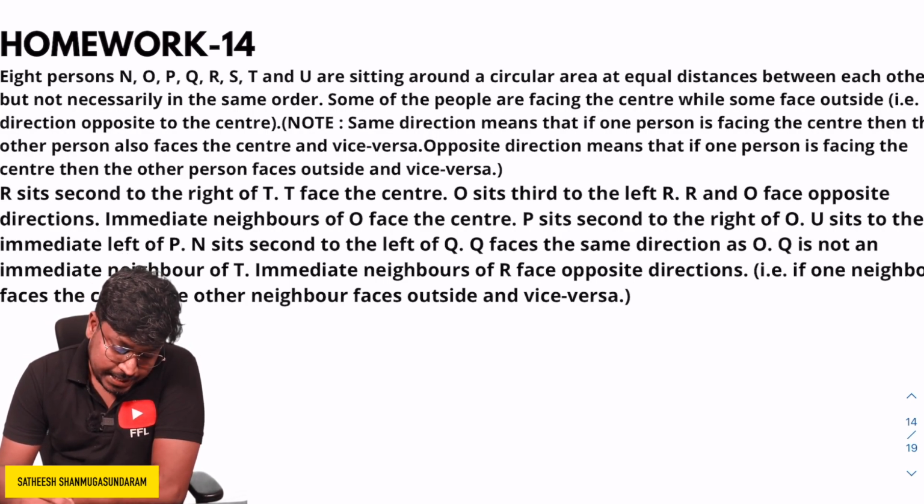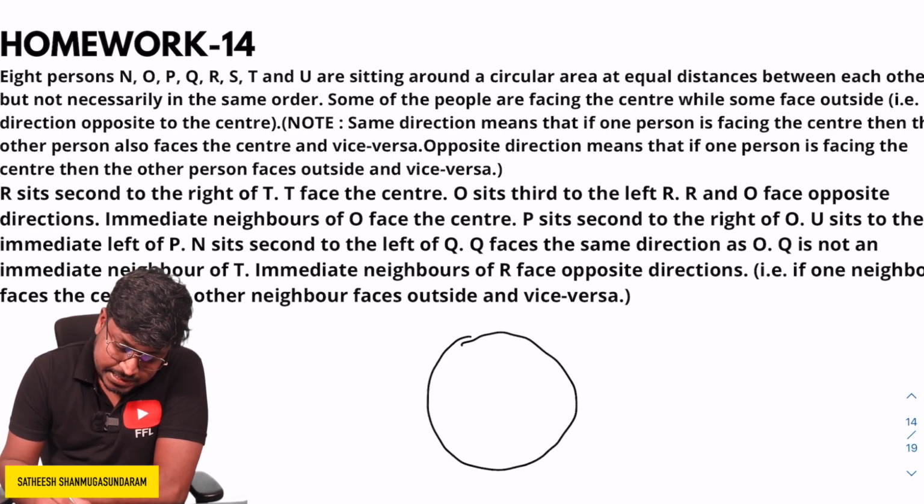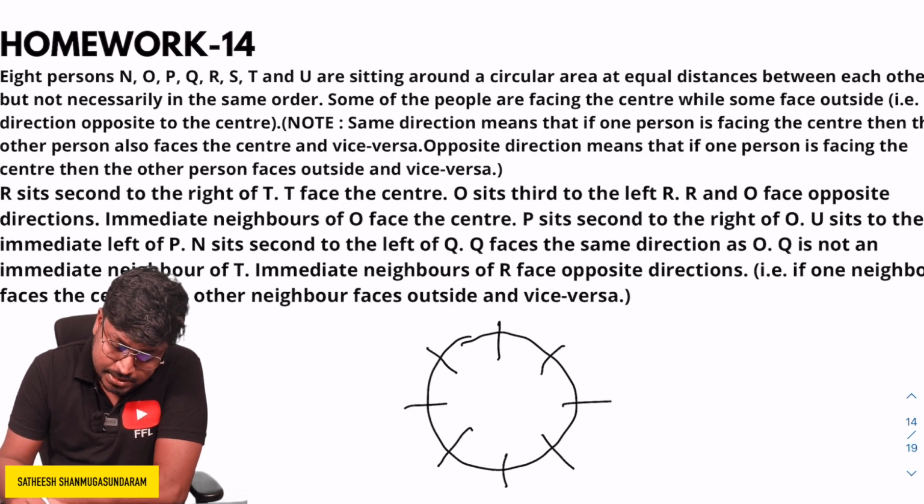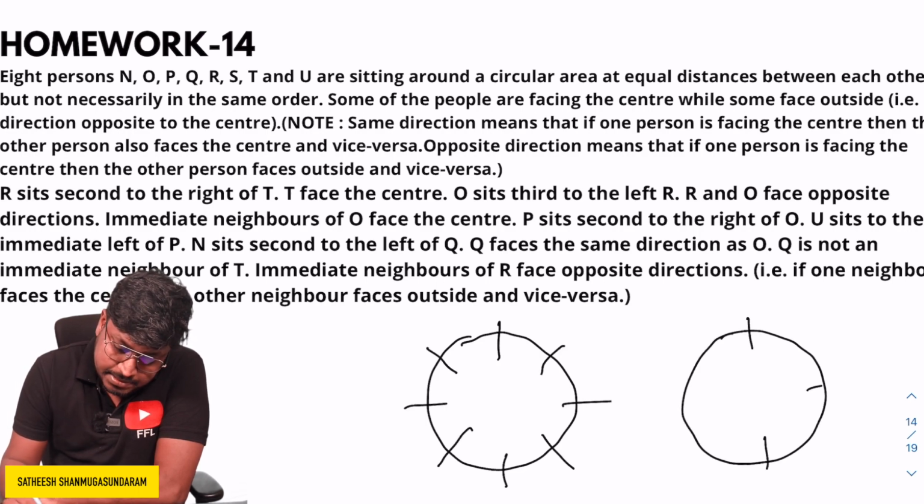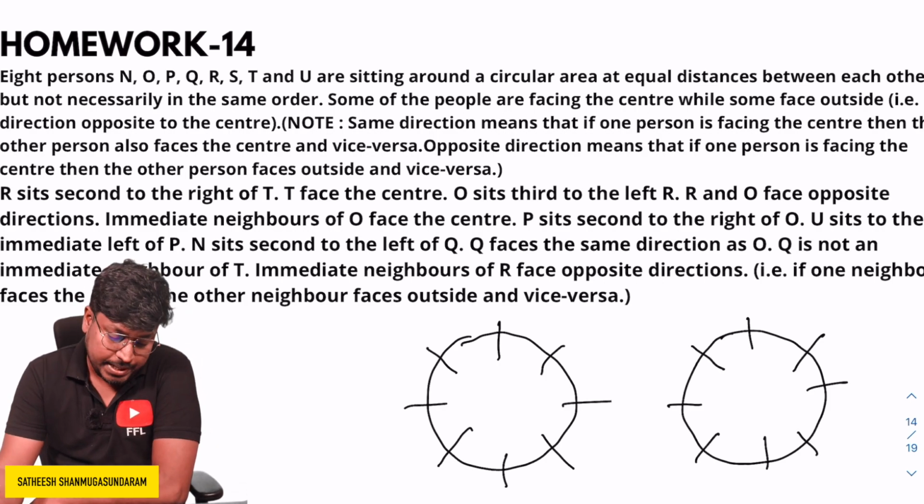So 8 persons N to U are sitting around a circular table facing center. So some of them are facing center and some of them are not facing center. So always go with 2 possible diagrams initially. Draw 2, right? So draw 2 diagrams here. In case you are getting a single diagram, that is okay, right?